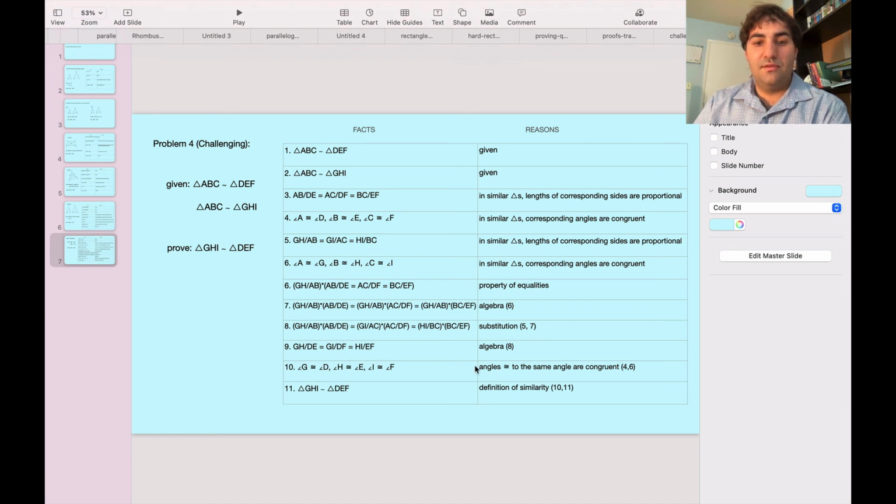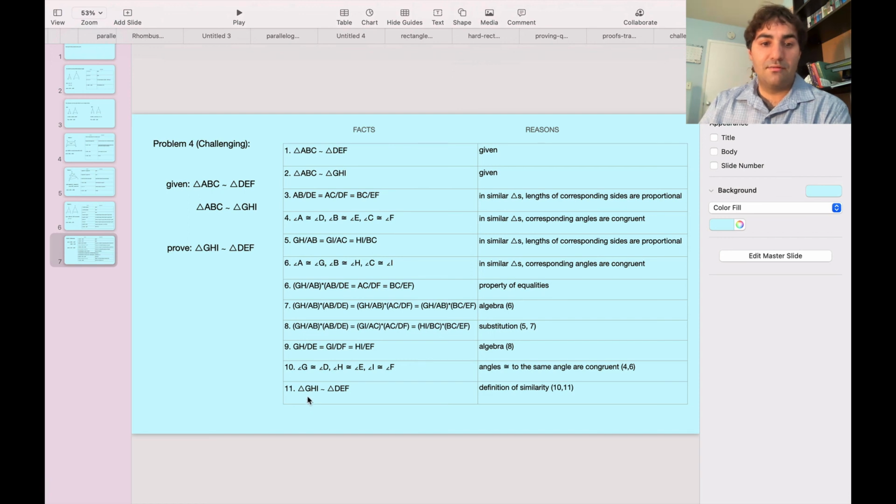And we also know that angles that are congruent to the same angle are congruent. So we know that angle A is congruent to both angle D and angle G. So angle D and angle G are congruent. Angle E and angle H are congruent to the same angle B. So angle H is congruent to angle E, and angle F and angle I are congruent to the same angle C. So angle I and angle F are congruent. So using 9 and 10 and using the definition of similarity, we see that triangle GHI is similar to triangle DEF, which is what we want to prove.